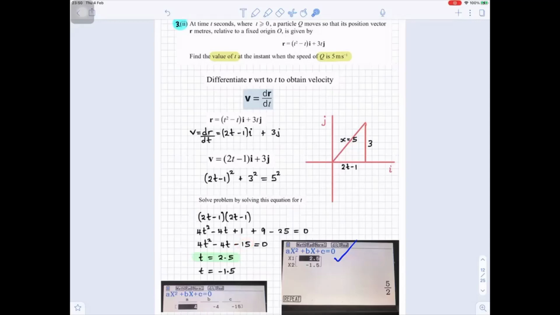To solve this quadratic, you use your calculator. a is 4, b is minus 4, c is minus 15, and your calculator will give you two answers, 2.5 and minus 1.5. You reject the minus 1.5, and your answer will be 2.5.